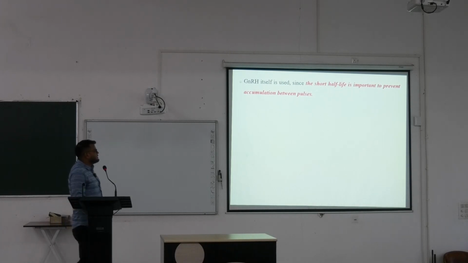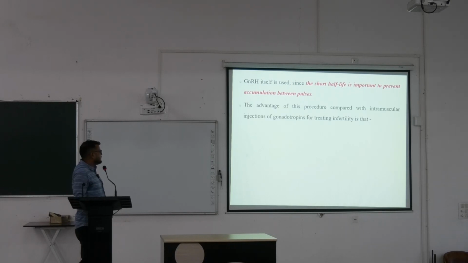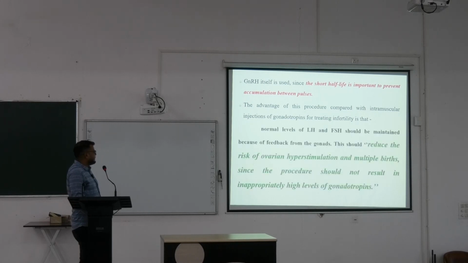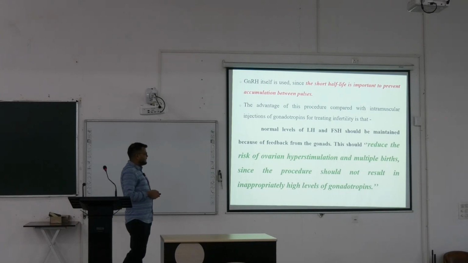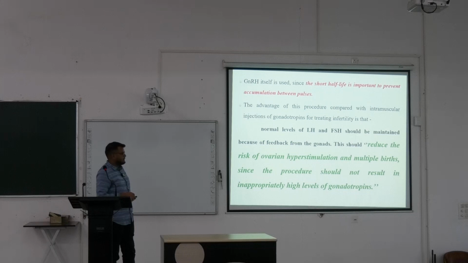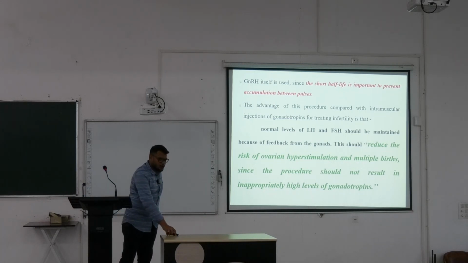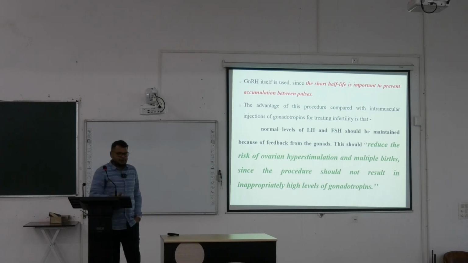GnRH itself is used since the short half-life is important to prevent accumulation between the pulses. The advantage of this procedure compared with intramuscular injection of gonadotropins for treating infertility is that normal levels of LH and FSH should be maintained because of the feedback from the gonads. This should reduce the risk of ovarian hyperstimulation and multiple births, since the procedure should not result in inappropriately high levels of gonadotropins.